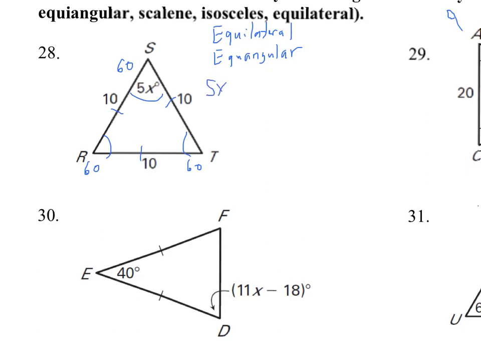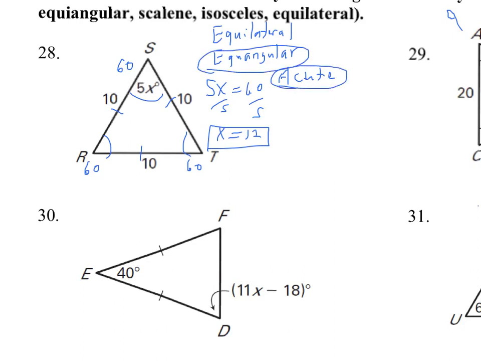So we can set this up, 5x equals 60. Divide by 5 to solve, that x equals 12. Now, if all three angles are 60, that also means this triangle is acute. And then lastly, you might remember that a triangle like this, an equilateral equiangular triangle, is also going to be isosceles. I know we think about isosceles as a triangle with two congruent sides, but technically the definition is at least two congruent sides. So anytime you have an equilateral equiangular triangle, it's going to be all four of these names.